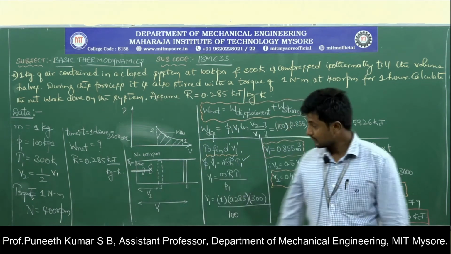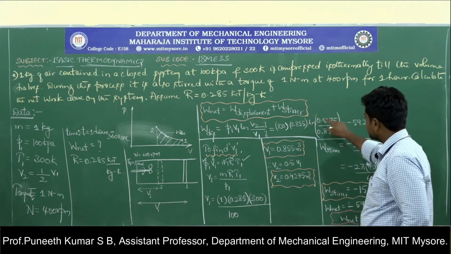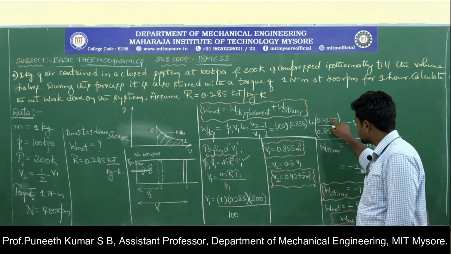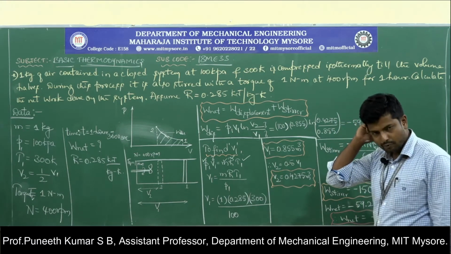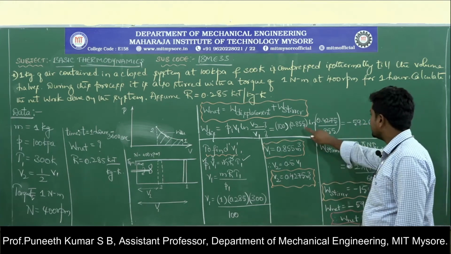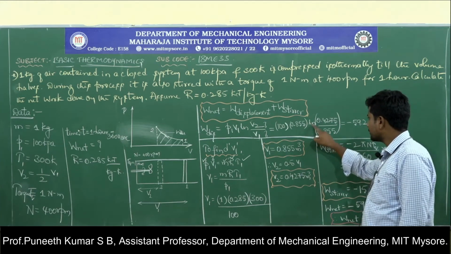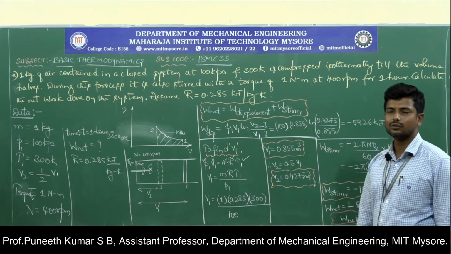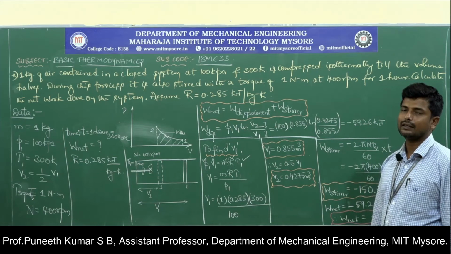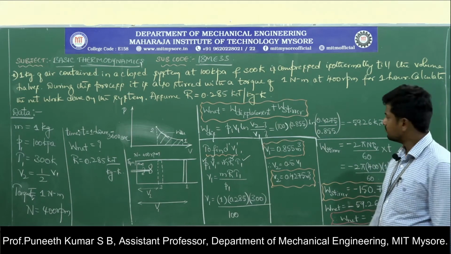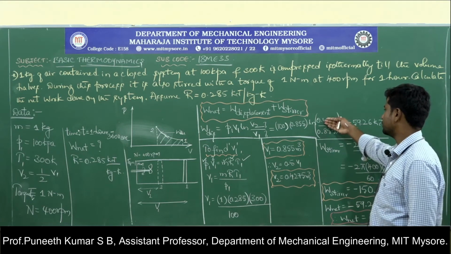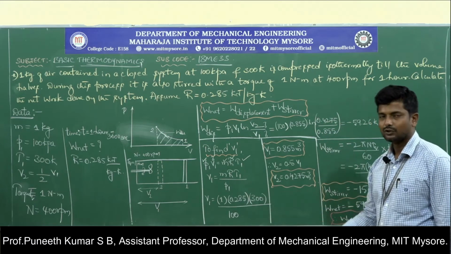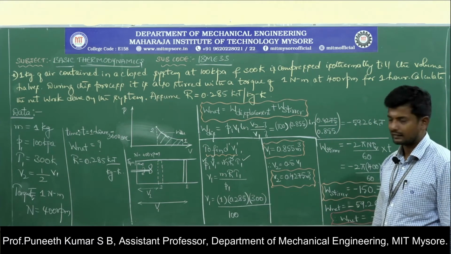Here, since V2 is smaller than V1, mathematically, inside the ln function, if the numerator is smaller than the denominator, we always end up with a negative sign. Yes, if the numerator is smaller than the denominator inside the ln function, it is very obvious, we know that it comes out to be a negative value.